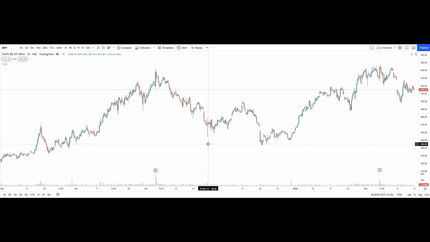Each time frame has its own trend line, independent from other time frames. So the 5-minute trend will be different and its trend lines will be different, whereas the 75-minute trend will be different and it may not have similarity with the 5-minute trend.